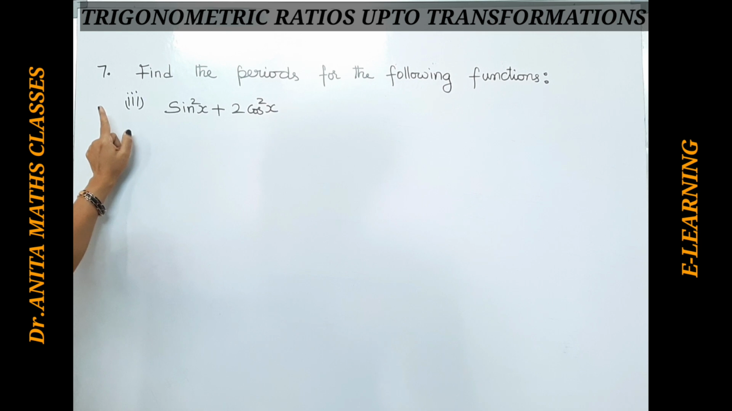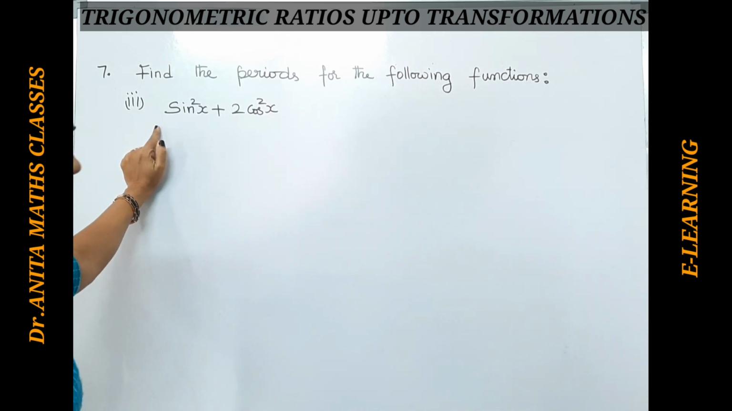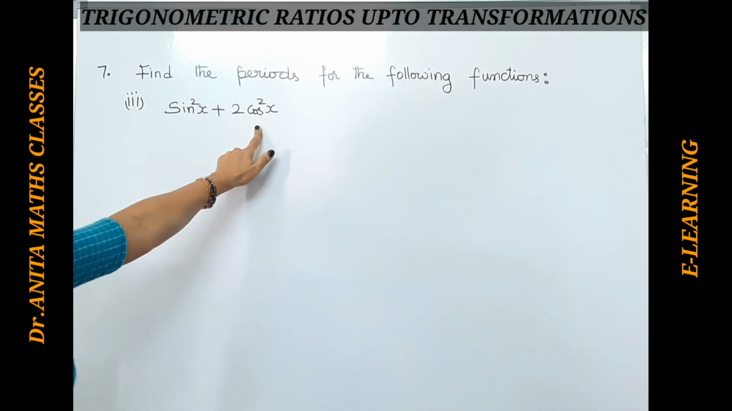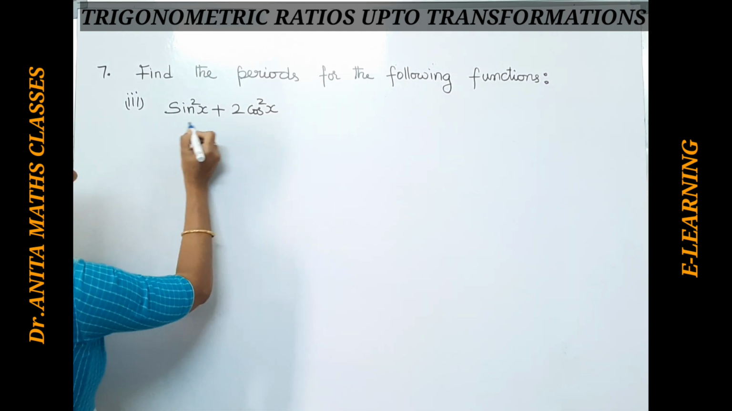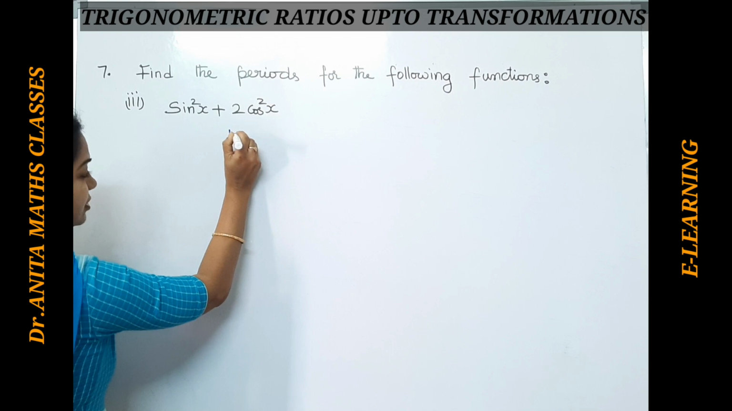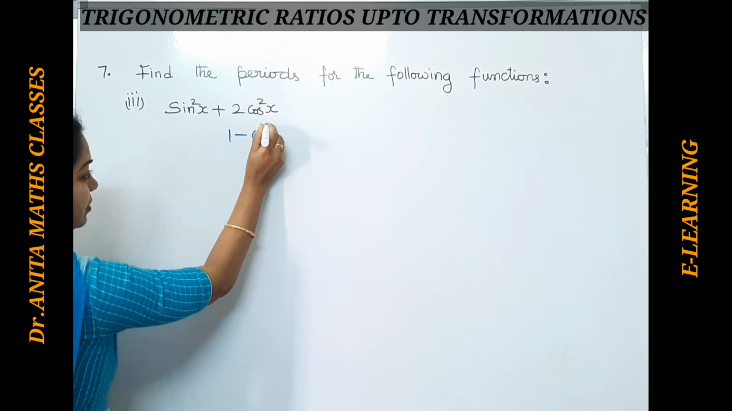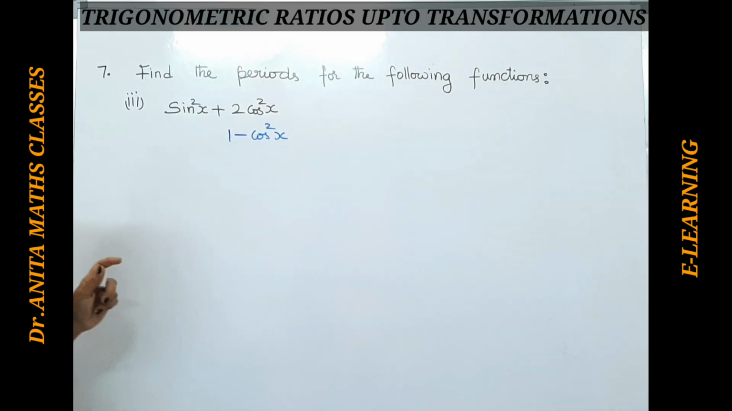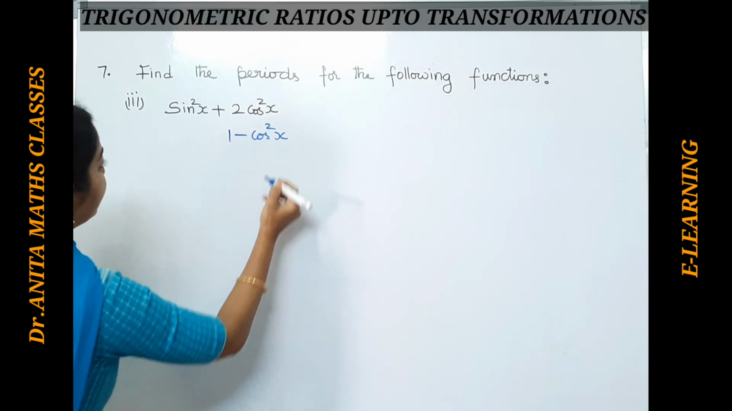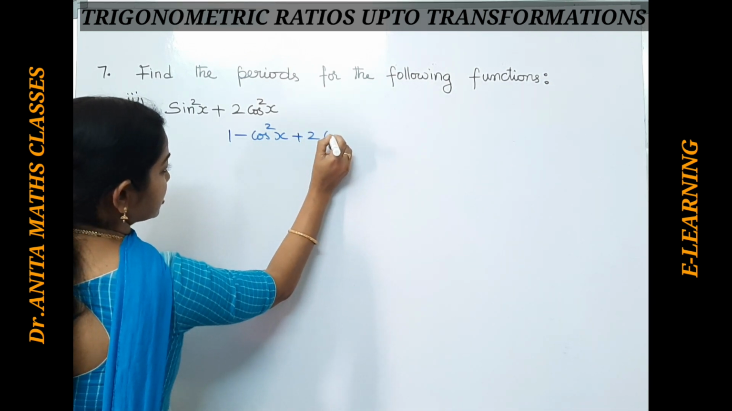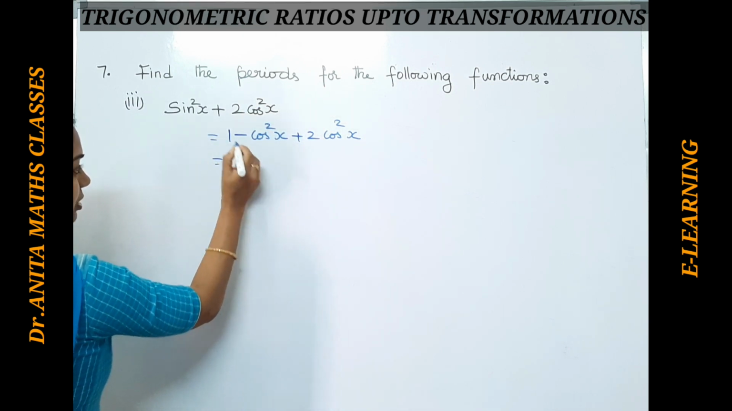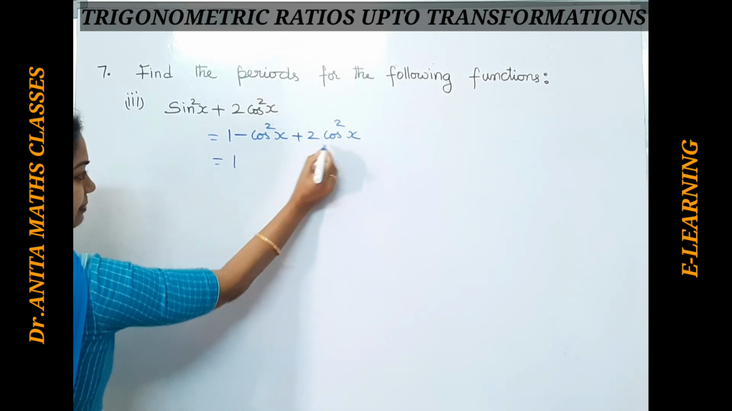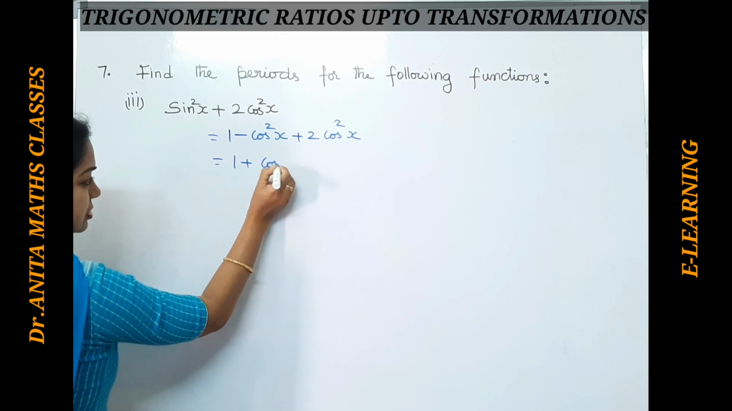Let's see. Find the periods for the following. In that, the third one, sine square x plus 2 cos square x. In this problem, sine square x I can write from the first identity as 1 minus cos square x, from the trigonometric identity. Okay. Plus 2 cos square x. So if you subtract, we get 1 plus cos square x.